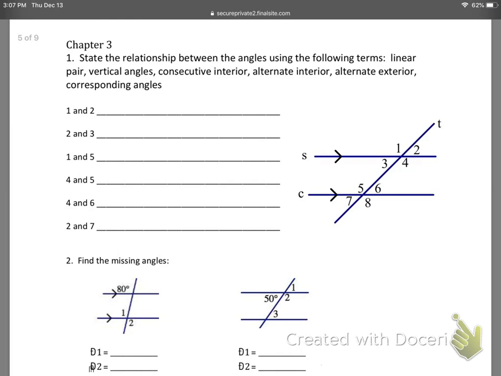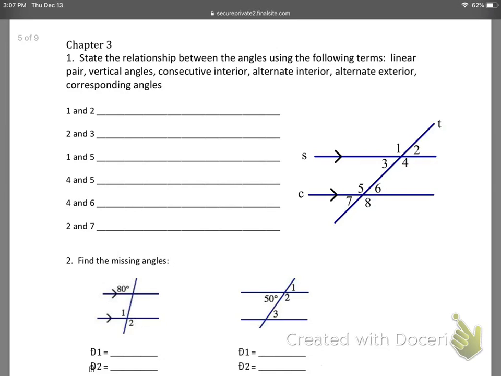Okay, so on this page we're doing the Chapter 3 review, and it says to state the relationship between the angles using the following terms. Our terms are linear pair, which we just talked about, they sum to 180; vertical angles, which are always equal; consecutive interior, which means they're on the same side of the transversal and on the inside; alternate interior, inside but on opposite sides of the transversal; alternate exterior, outside and on opposite sides of the transversal; and corresponding angles, which have the same address.